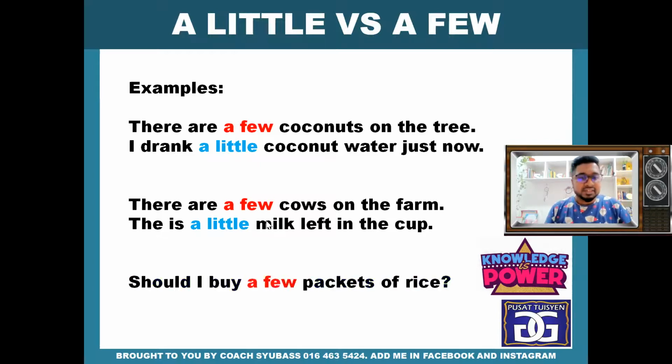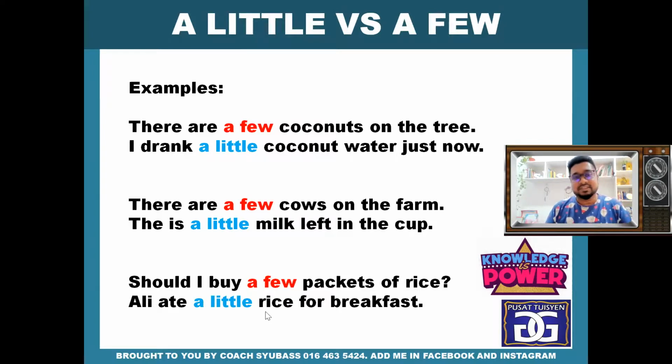Next example. Should I buy a few packets of rice? Rice tak boleh kira, tapi packets of rice boleh kira. A few packets. Kalau a few packets boleh kira. Ali ate a little rice for breakfast. Rice tak boleh kira. Packet boleh kira, tapi rice tak boleh kira, kan? So a little di sini.